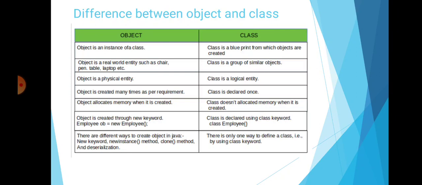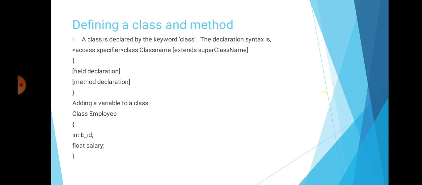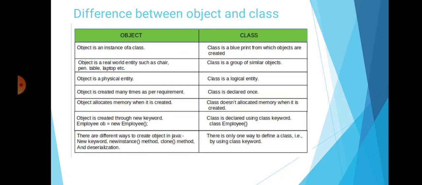Then there are some differences between classes and objects. An object is an instance of a class. A class is a blueprint from which objects are created. An object is a real world entity such as a chair, pen, laptop, etc. And a class is a group of similar objects. An object is a physical entity and a class is a logical entity. An object is created many times as per requirement, but a class is declared only once.